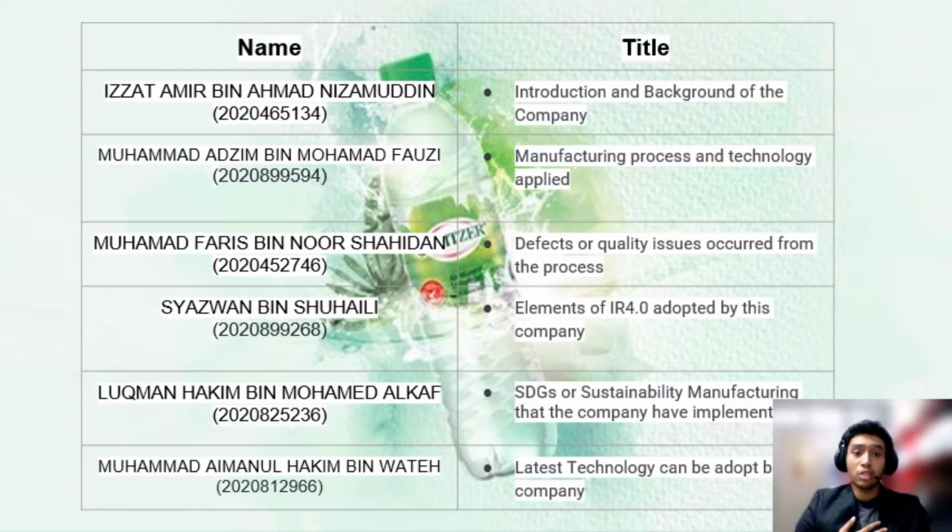First, please allow me to introduce myself. My name is Izzat Amir bin Ahmad Nizamuddin and here are my group members. First, Muhammad Azim bin Muhammad Fauzi. Second, Muhammad Faris bin Nur Syahidan. Third one is Shazwan bin Suhaili. Fourth is Luqman Hakim bin Muhammad Alkaf. And the last one is Muhammad Aimanul Hakim bin Watih.